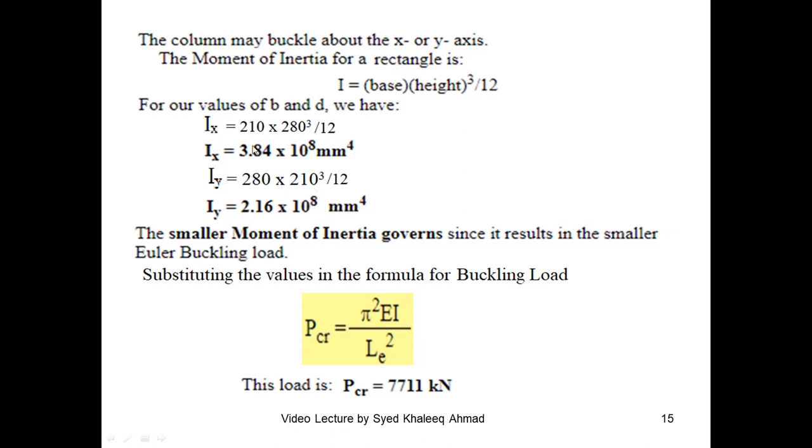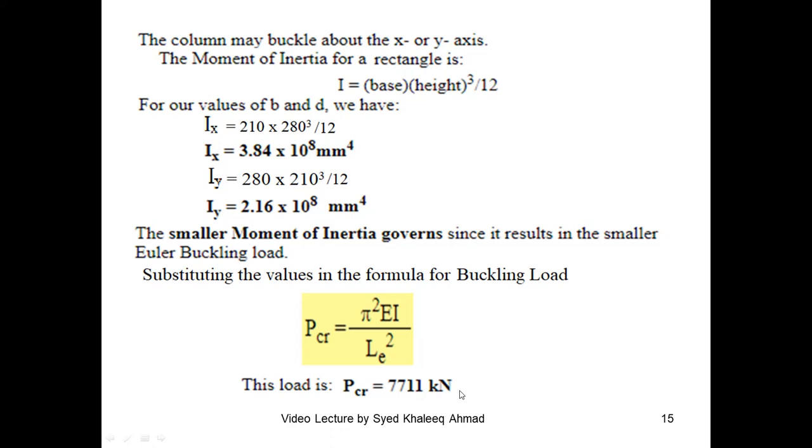So this way now we can realize which value is the smaller, and in this case we get this smaller value here. When we compare, the moment of inertia is 2.16 into 10 power 8. So the smaller moment of inertia will be controlling. We will use this smaller moment of inertia here and substitute all the values in this formula. This will give you the value of critical load as 7711 kilonewton.